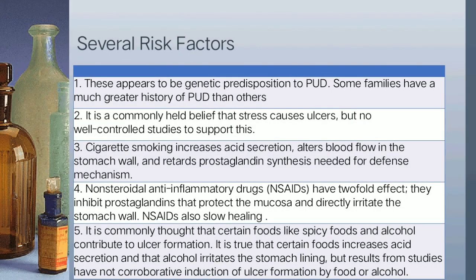There appears to be a genetic predisposition to PUD. Some families have a much greater history of PUD than others. It is a commonly held belief that stress causes ulcers, but there are no well-controlled studies to support this. Cigarette smoking increases acid secretion, alters blood flow in the stomach wall, and retards prostaglandin synthesis needed for defense mechanisms. Non-steroidal anti-inflammatory drugs have twofold effects. They inhibit prostaglandins that protect the mucosa and directly irritate the stomach wall. And these drugs also slow healing.